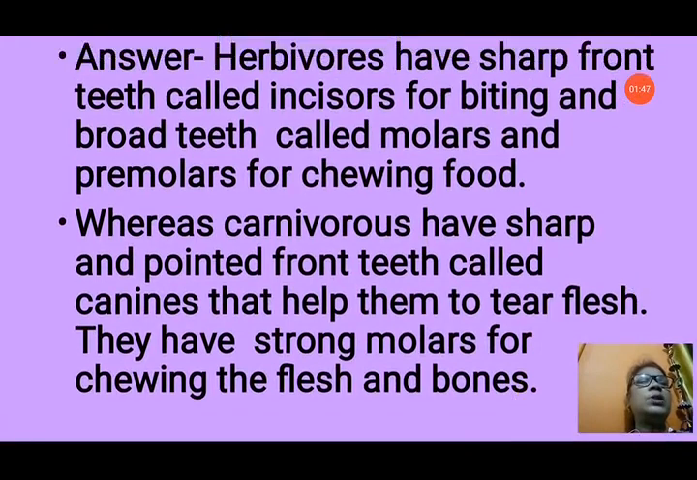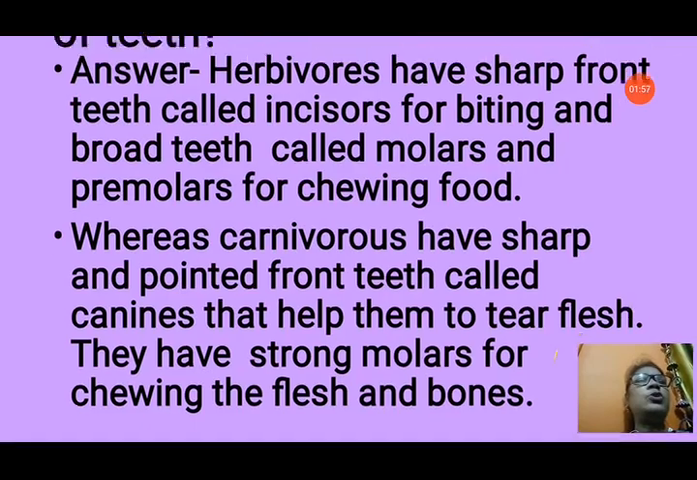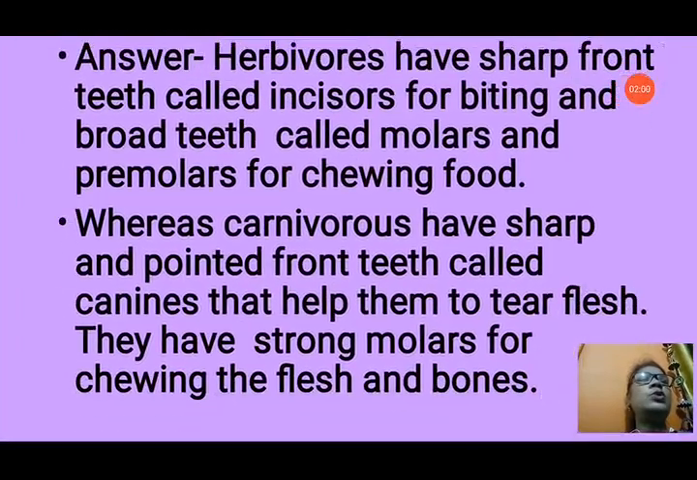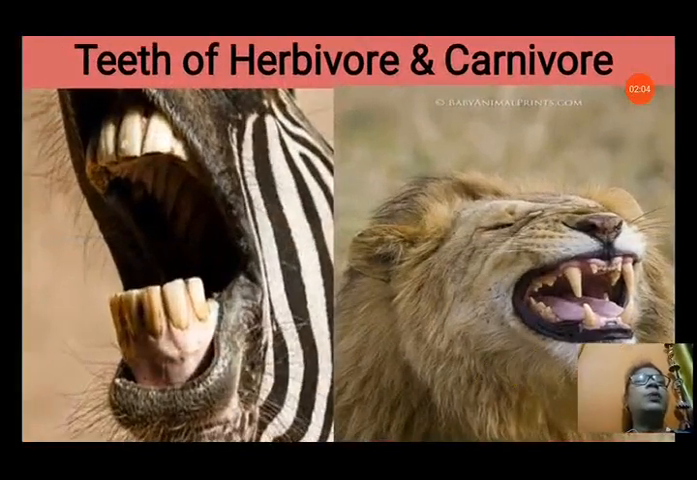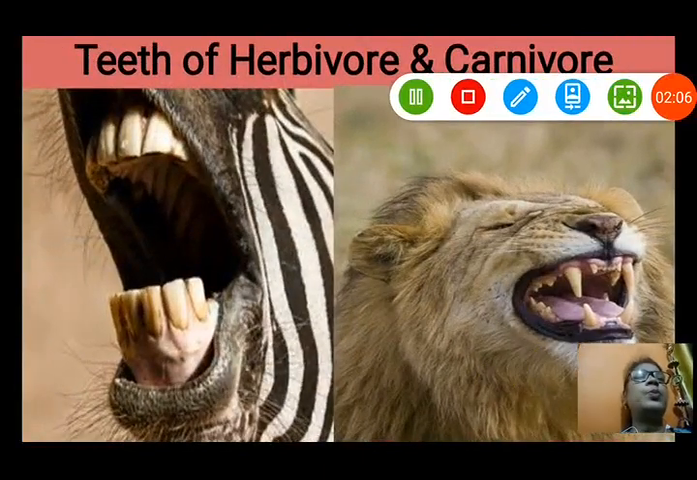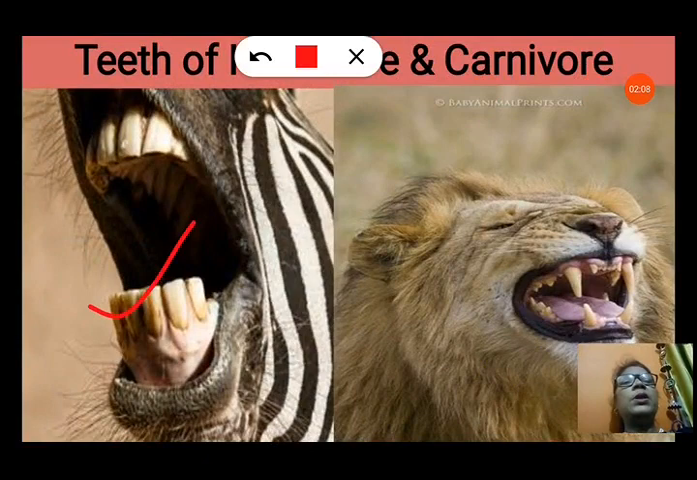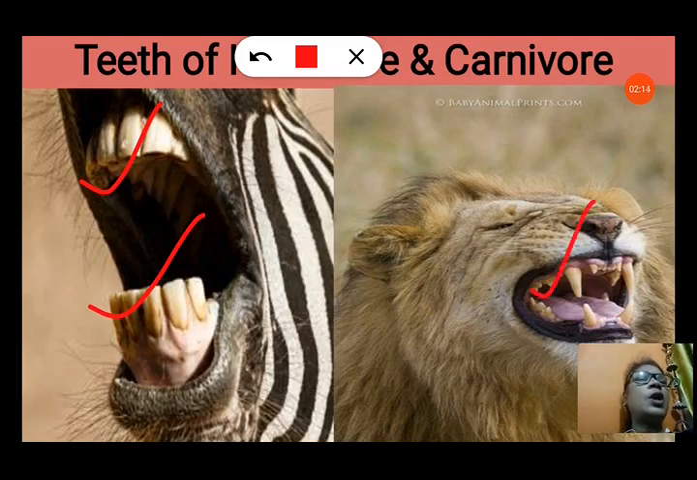Whereas carnivores have sharp and pointed front teeth called canines, because they have to tear the flesh, and they have strong molars for chewing the flesh and bones. You can see here the teeth of herbivores and carnivores. You can see the teeth of the herbivore given here, that is, sharp biting incisors, and in carnivores you can see sharp canines for tearing the flesh.